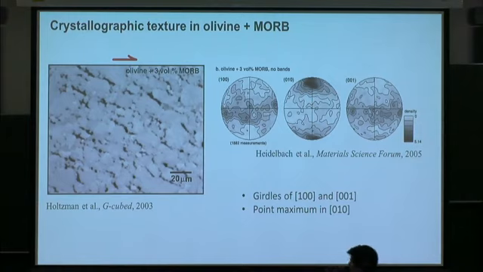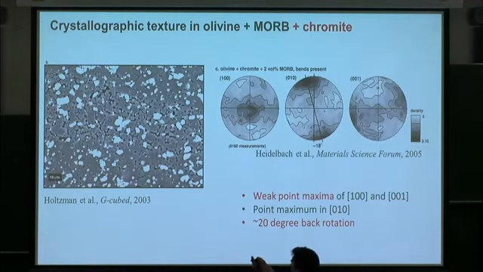There's a shear top to the right. And in that case, what you see is the formation of these weak girdles of 1, 0, 0 and 0, 0, 1. Okay? And it's only when you have the segregation into these melt-rich bands that you start to get these point maxima normal to the page here.